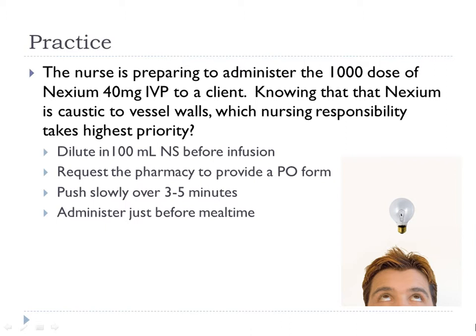What about A? Who thinks it's A? Yeah? Well, it's an okay answer. But we don't dilute it in 100 milliliters of normal saline. We dilute it in about 5 to 10 milliliters. All right?